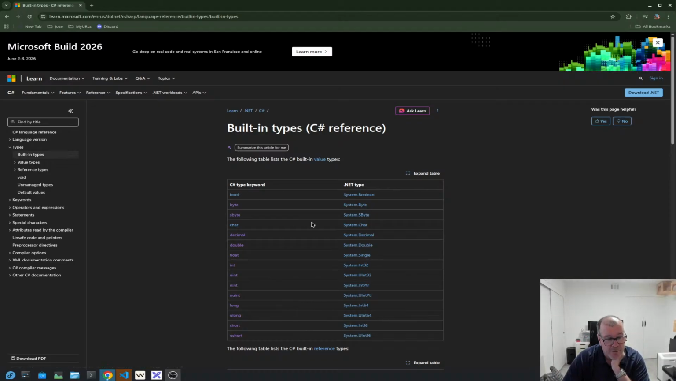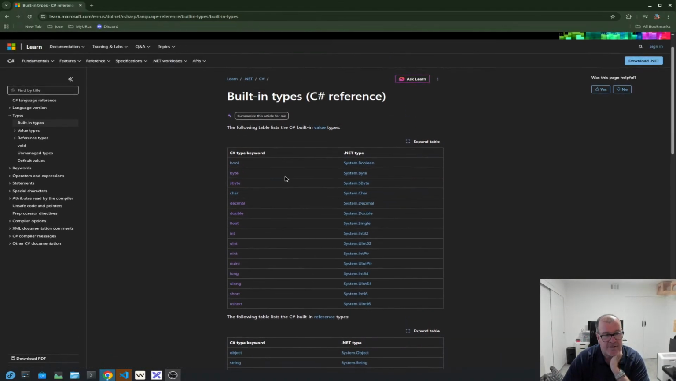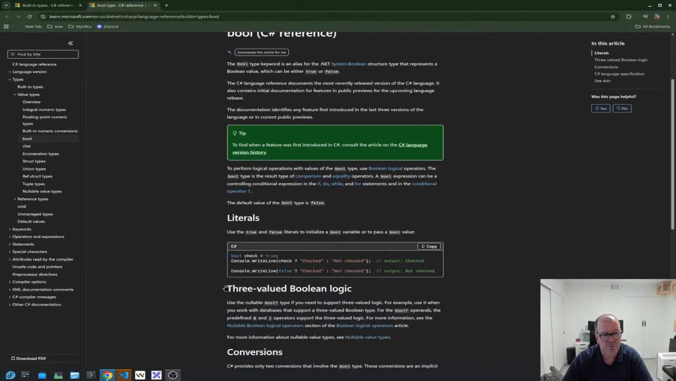So, as we can see, there is a list of the data types here. The first one is called bool, that stands for Boolean. So this is a special type that can only store two possible values, true or false. It's like a bit. If it's 0, it's false. If it's 1, it's true.